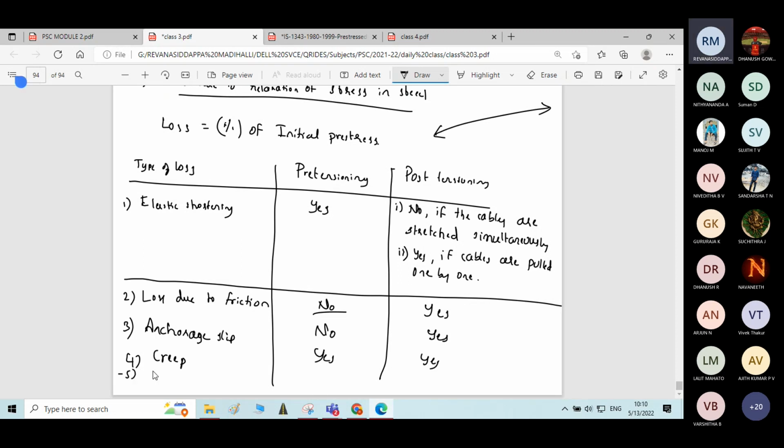The fifth one is shrinkage. Of course, this will be there for both the members. Yes and yes. And the last one, relaxation of stress in steel, will also be there in both the members. Yes and yes. So these things you need to remember to solve the problems, students. With this, the theory part of the discussion on loss of stress is over.